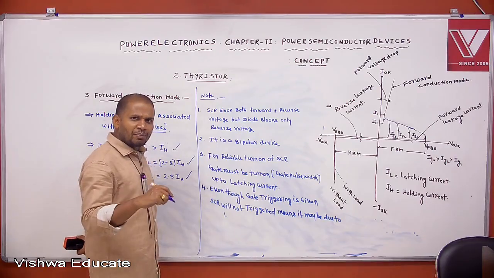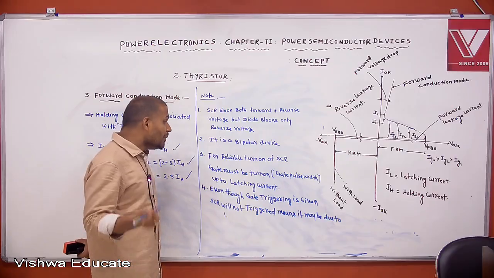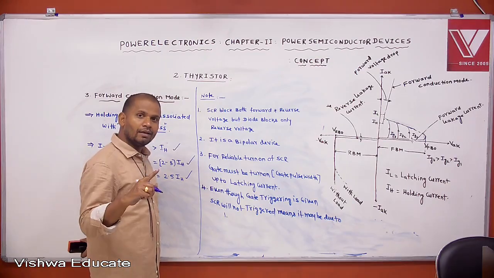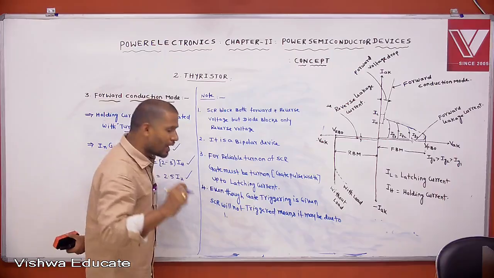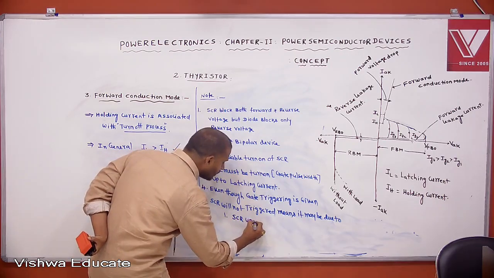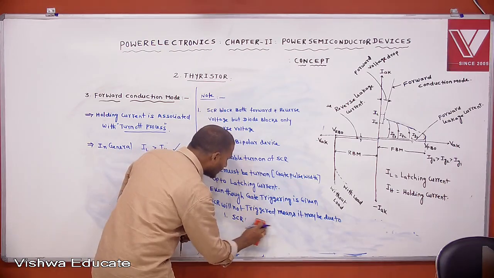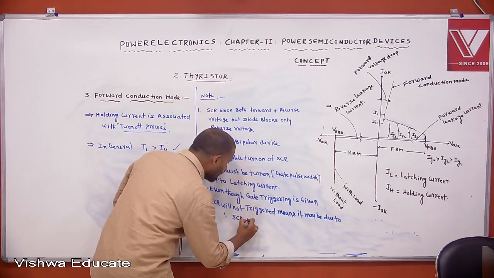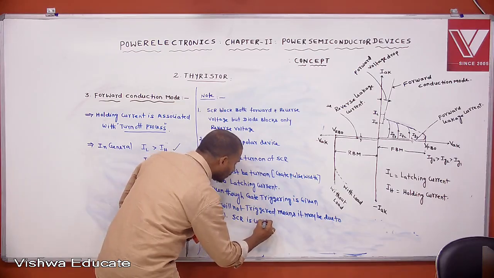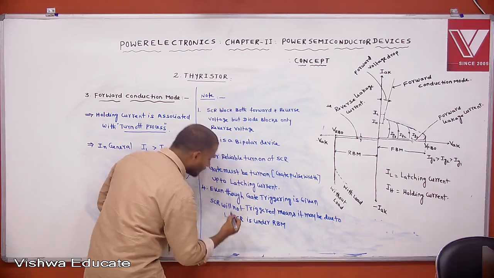You are giving gate supply, but it is not triggered. What are the reasons? You tell. It may be due to SCR is under reverse blocking mode. That is one reason. This is one reason. Second one.